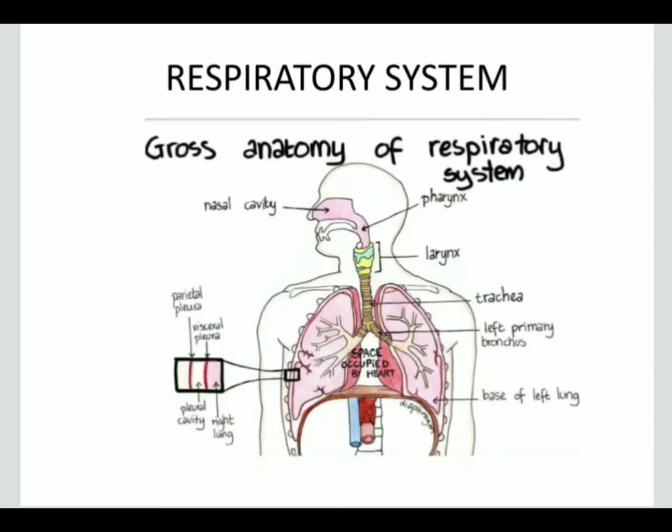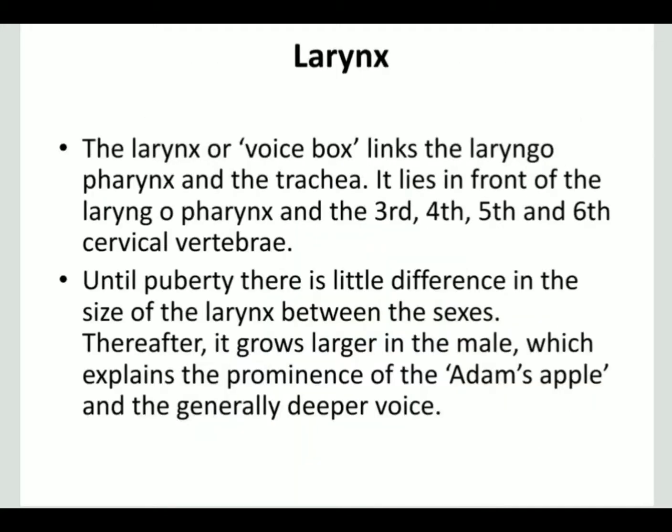So here you can see the larynx after the pharynx. It is connecting both the pharynx and the trachea. In males it grows larger, so that's why we call it the Adam's apple, and it generally gives a deeper voice in the male.